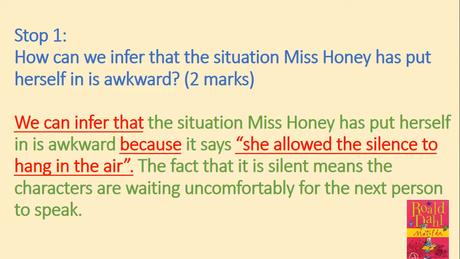Let's have a look at my answer. We can infer that the situation Miss Honey has put herself in is awkward because it says she allowed the silence to hang in the air. The fact that it is silent means the characters are waiting uncomfortably for the next person to speak. Okay, so I've got my point, which is that the situation is awkward, and I've got my evidence, which shows why I think that the situation is awkward. I have also explained. You don't need to have an explanation, but to make my answer flow correctly, I added an explanation. Well done. Let's continue.